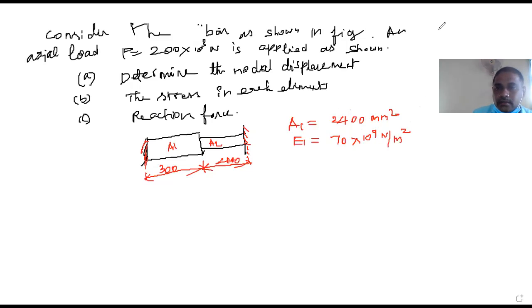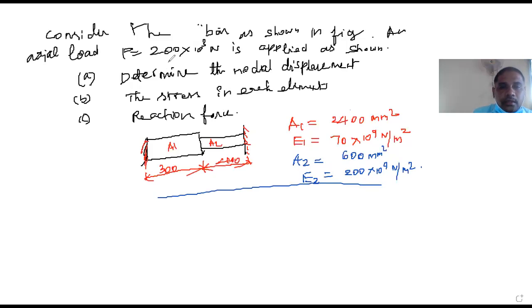For the second, we get A2 equal to 600 mm square, and Young's modulus of the second step, which is steel, is 200 into 10 power 9 Newton per meter square. Okay, so this is what is given in the problem. You are supposed to find nodal displacement, stress, and the reaction force. Okay, so let us start how to deal with the problem.